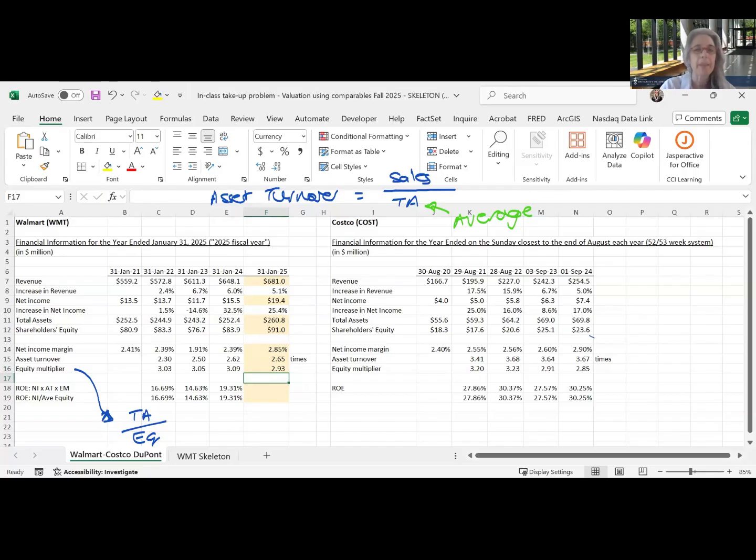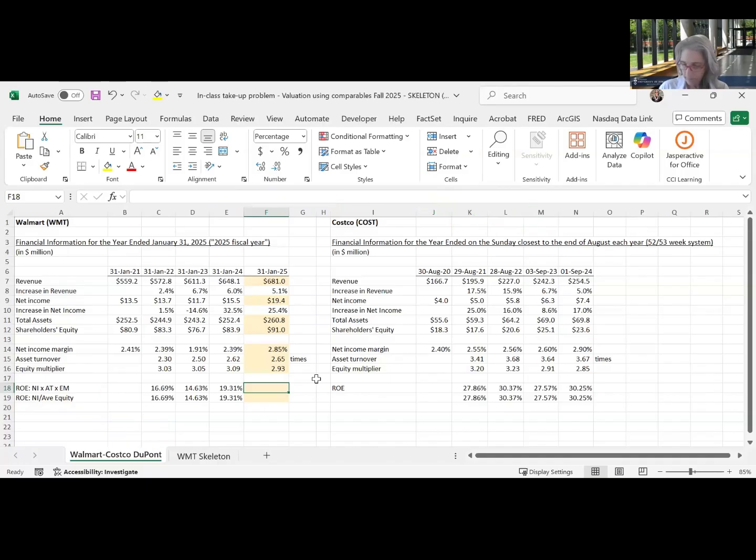Okay, and then let's just clear these drawings out of the way. And then return on equity, so let's just calculate it both ways. We should get the same answer. So one way to calculate return on equity is net income margin times asset turnover times equity multiplier, so the DuPont way. So it's that times asset turnover times equity multiplier. Okay, so that's one way to do it.